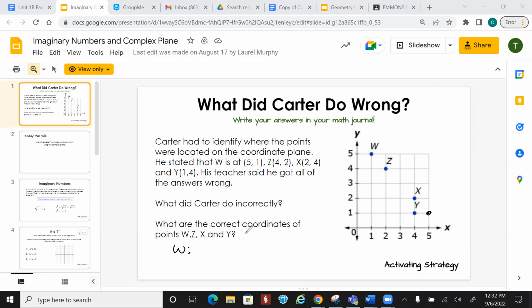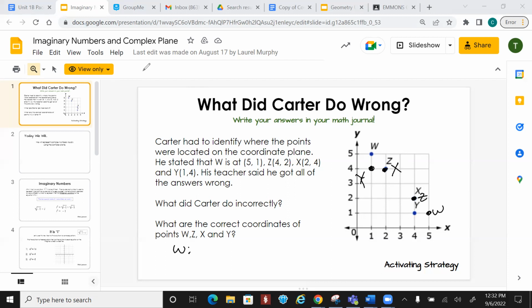I'm sorry, what are the correct coordinates of points W, X, Y, Z? So that would have been 5, 1, this would have been W. Z would have been 4, 2. 2, 4 would have been X, and 1, 4 would have been Y.